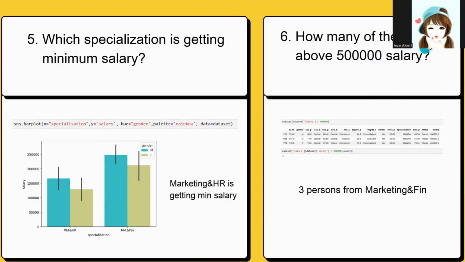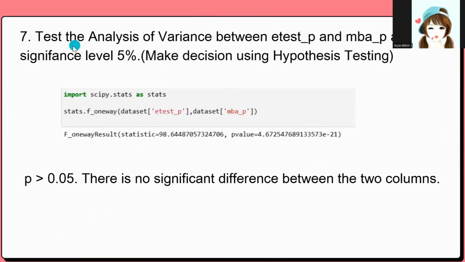How many of them are getting above 5 lakh salary? I just use this query, dataset salary greater than 5 lakh. And if we just take a count, we can see three persons, and all of them are from marketing and finance. So the finance department seems to get paid really well.